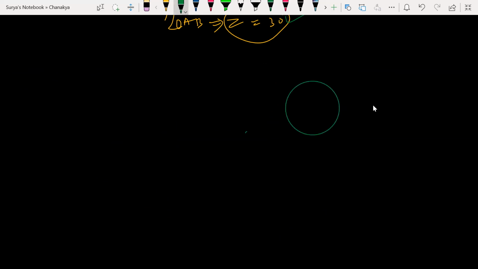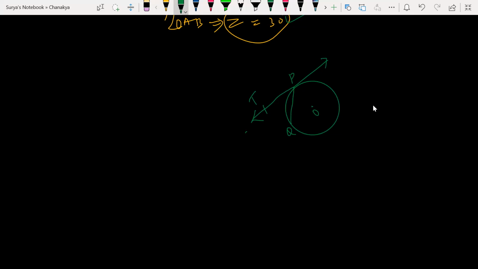This is the circle given, and O is the center, of course. PQ is the chord and PT is the tangent. Let's say P point is here, this is Q here. This is my tangent. Let's say point T I have here. PT is the tangent.